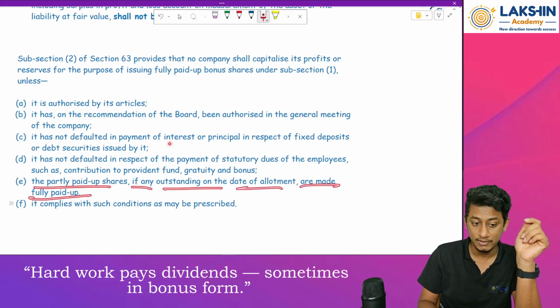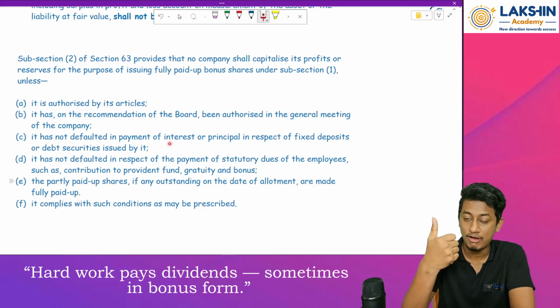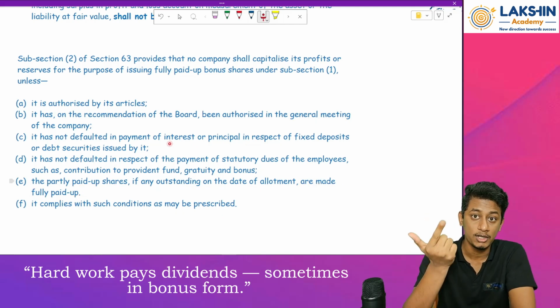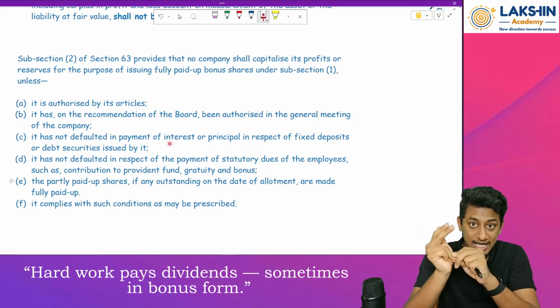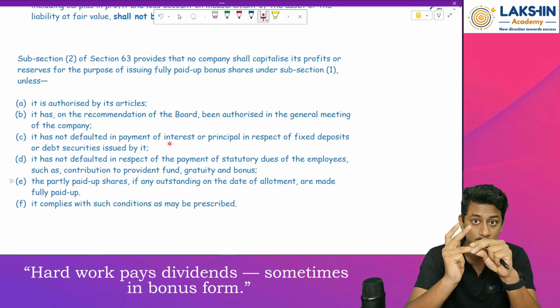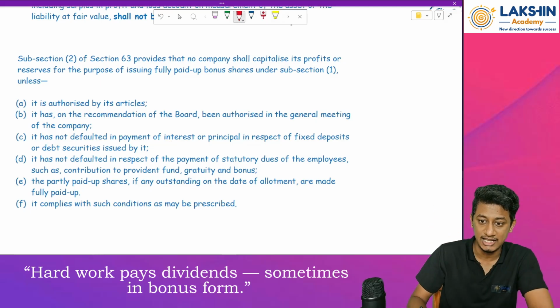Then the partly paid equity shares, if any, outstanding at the date of allotment, are to be fully paid. So if an equity share is partly paid, let's say you have called up for application, you have called up for allotment, and the first call is made, but the final call is remaining to be made. In that case, you have to first make the final call, and after that only you can issue the bonuses.